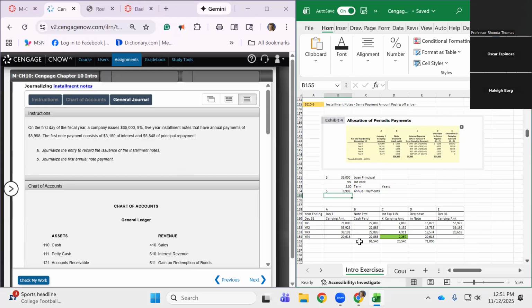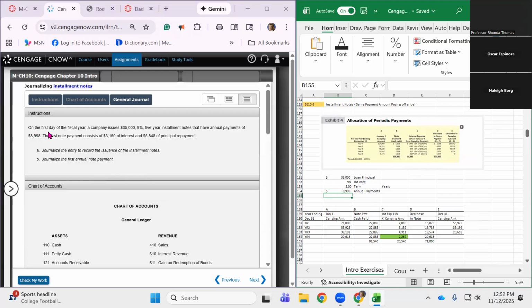Usually they're paid monthly, but that would really make this very long. So we're going to do our best to just stick with annual payments. Okay, so here we go. And it's going to look something like this when we're done. So this is allocation of periodic payments or installment note payments.